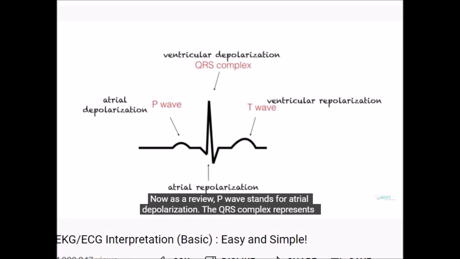Now, as a review, the P wave stands for atrial depolarization. The QRS complex represents ventricular depolarization. The T wave represents ventricular repolarization, and the atrial repolarization is covered by the QRS complex. You can't see it, but it exists.